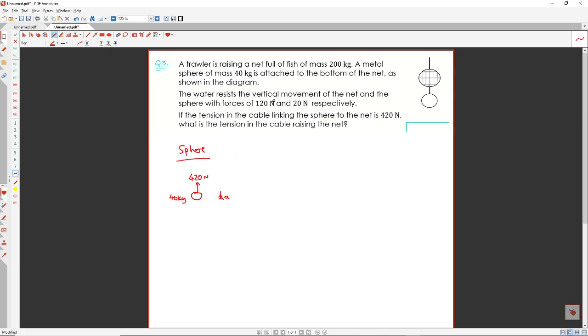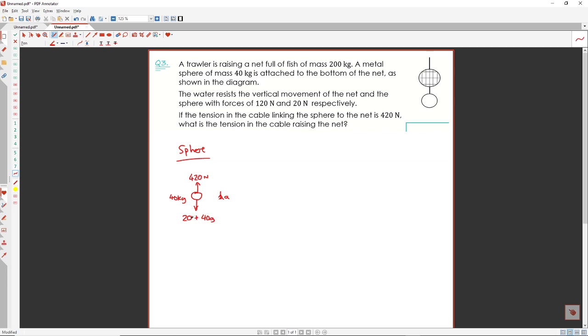The water resists the vertical movement of the net and the sphere with 120 and 20. So on the sphere, we have got 20 newtons coming down here. However, the bit that people often miss is that just because this particle is underwater doesn't mean that the force of gravity doesn't act on it. So it will still have a weight. So it's also going to have a force downwards of 40g. Doesn't matter that it's in water, that force will still be there.